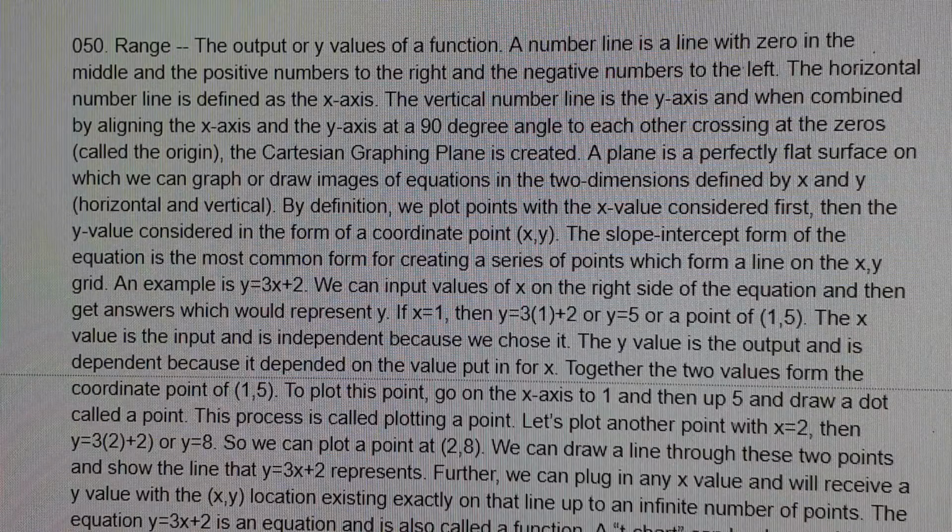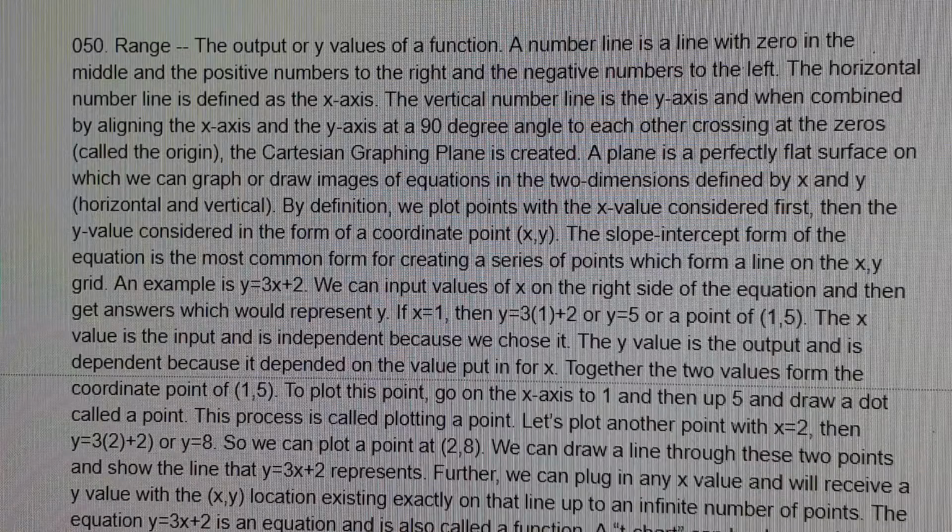A "t-chart" can be drawn, which is 2 lines like a Christian cross with an "x" in the top left, a "y" in the top right, the input values on the bottom left, and the output values according to the equation or function on the lower right. The range is the name given to the set of dependent output values, known as y values, and the domain is the set of values input into the equation or function, known as the x values.